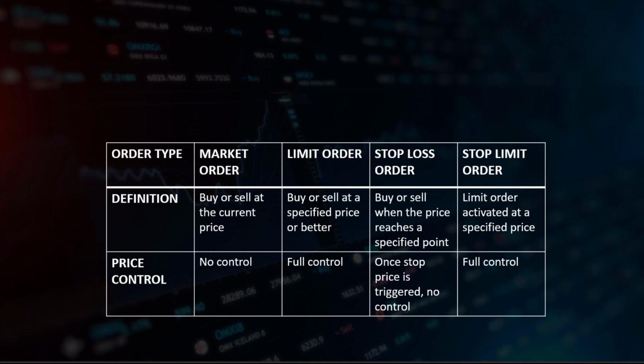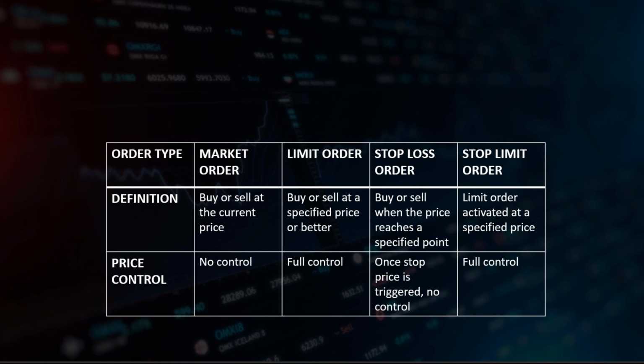Then the stop loss order. You buy or sell when the price reaches a specified point, and you can specify what that price point is, but once it's triggered, you get no control. It turns into a market order. In the stop limit order, the limit order is activated at the specified price, and you have full control over it. When the order gets triggered and at what point it gets executed, you have full control over the price. But once again, you don't have control over if it gets executed or not, because that is dependent on the limits that you set.